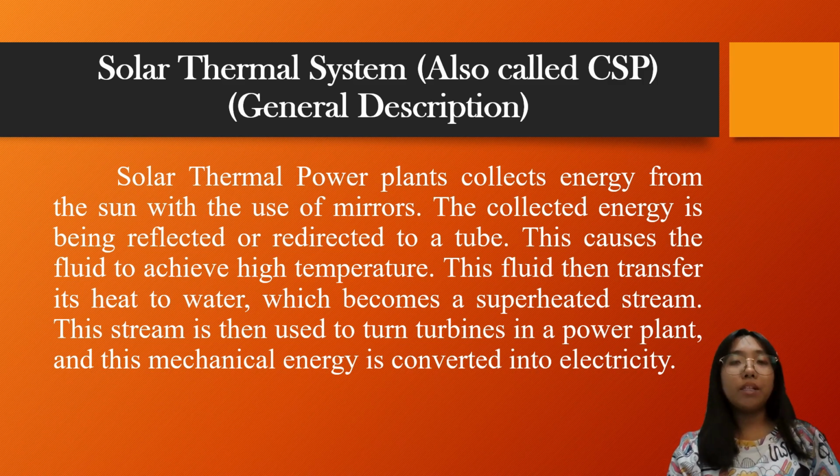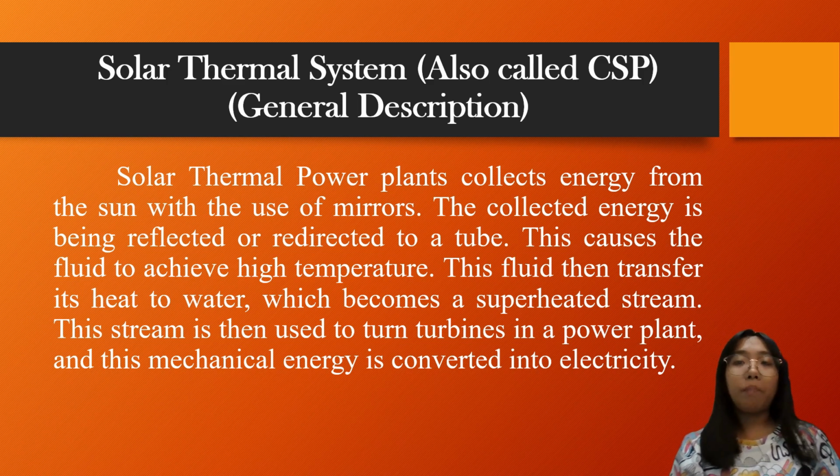Solar thermal power plants collect energy from the sun with the use of mirrors. The collected energy is reflected or redirected to a tube. This causes the fluid to achieve high temperature. This fluid then transfers its heat to water, which becomes superheated steam. This steam is then used to turn turbines in a power plant, and this mechanical energy is converted into electricity by a generator. So what does it mean?